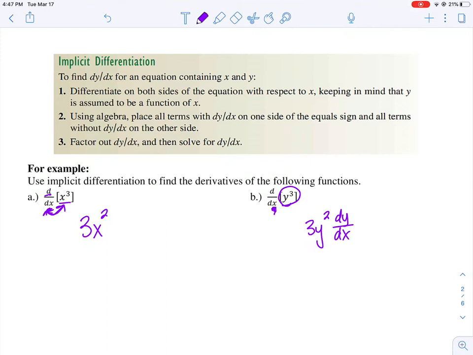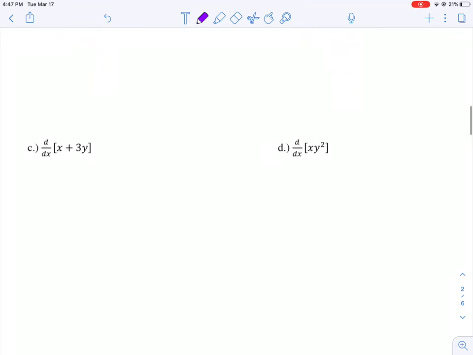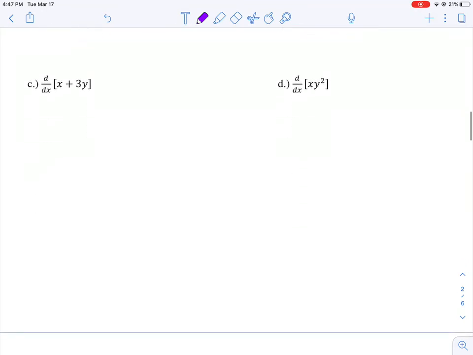And that doesn't go away. That doesn't reduce and kind of cancel out like it did in the first problem. So it's important to keep that dy over dx in my problem. Okay, let's look at a few more and then we'll get a little more complicated as we go.